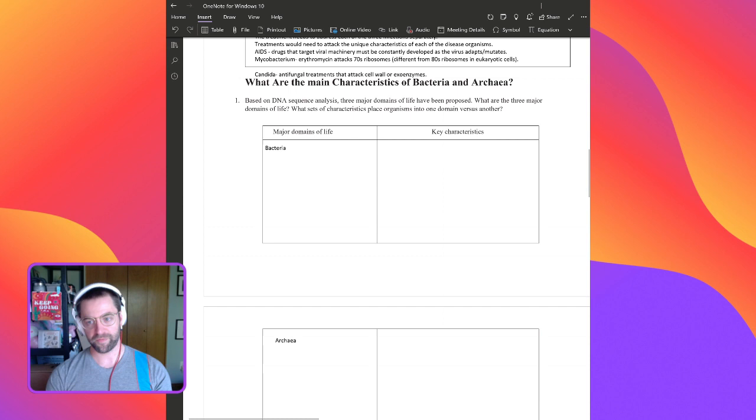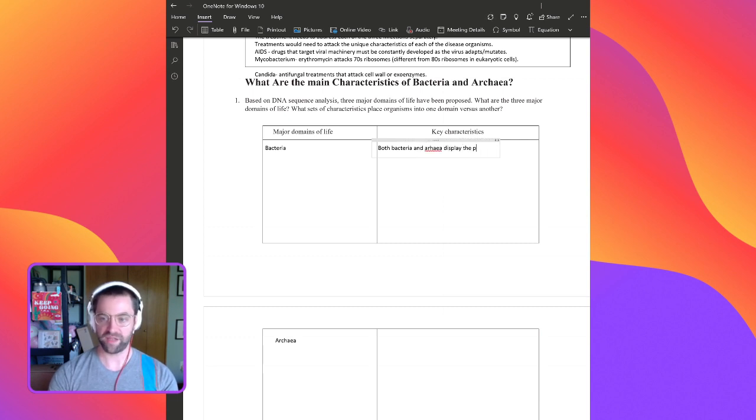So key characteristics of bacteria. Both bacteria and archaea display the prokaryote cell structure. Prokaryotes, remember, there's no nucleus, is a major tell.